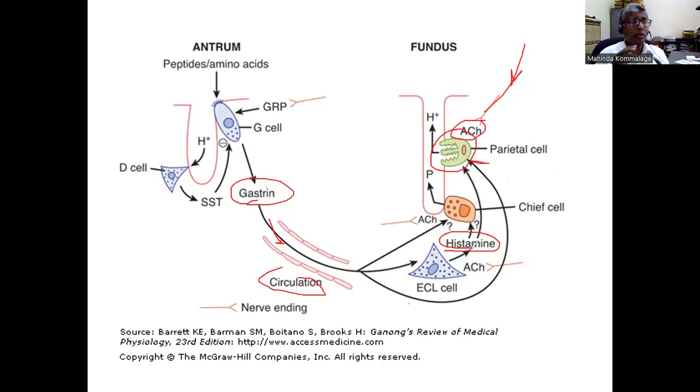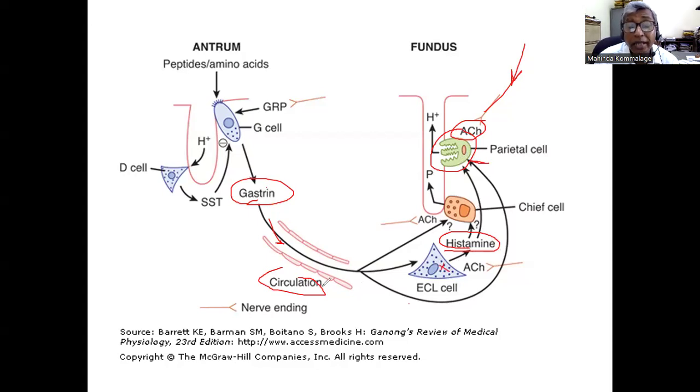As I mentioned earlier, histamine is not a hormone. It's a substance available in the tissue. So histamine is an example of paracrine type stimulation. That means it diffuses to surrounding cells, with no need to go into the blood, and acts on those cells. So histamine is secreted from ECL cells, right? Histamine secreting cells act on parietal cells by local diffusion.